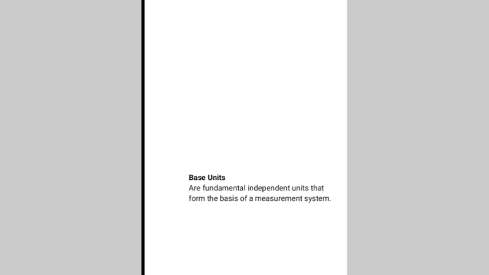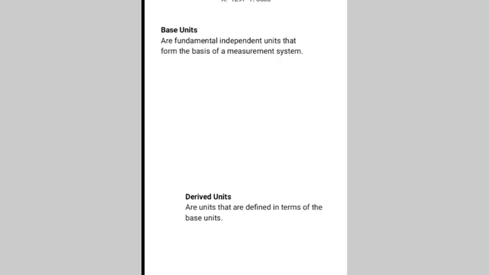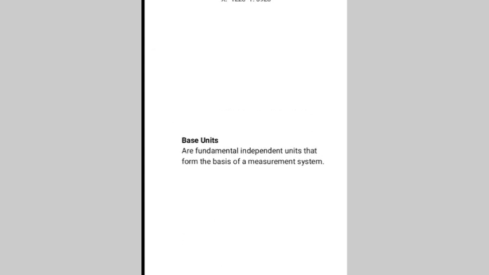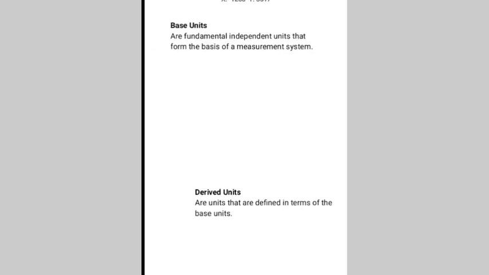Now, the opposite of the base unit is what? Is the derived unit. What are derived units? So just as the term itself implies, derived units are simply defined in terms of the base units, meaning they are the units that are derived from the base units. So upon combining the base units, what results is the derived unit. So that's very, very important for us to understand.